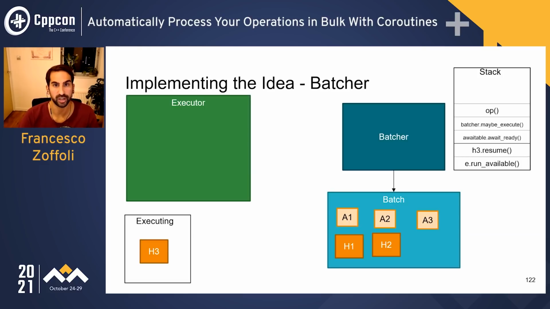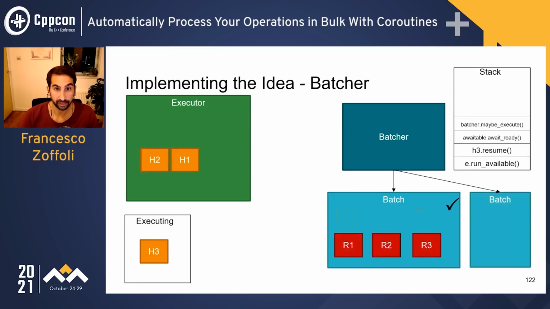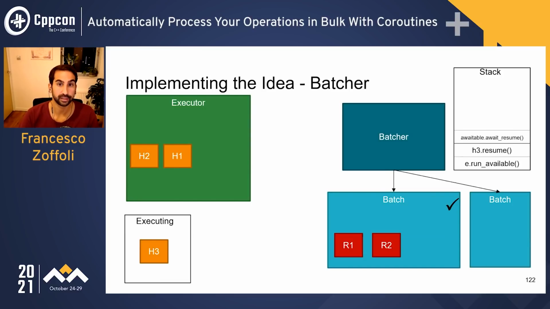So we are going to call our operation. When we call the operation, we are going to get the results, and the two coroutines are going to be moved into the executor. H3 at this point, maybe execute returned true. So await ready returns true, which means the awaitable is ready. So there's no need to suspend. H3 is going to call await resume to get the result, and then is going to resume from where it's suspended and complete.